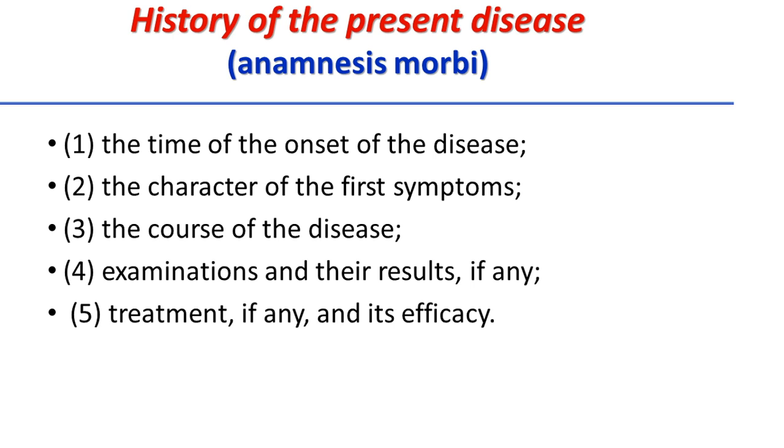After collecting the complaints and detailization of each complaint, main complaints, additional and general complaints, we go further to collect the anamnesis morbi, or history of the present disease. During collecting this part, you should pay attention to the time of the onset of disease, the character of the first symptoms, course of the disease, examination and their result, if any, treatment, if any, and its efficacy.